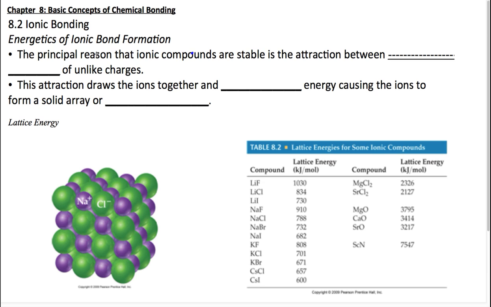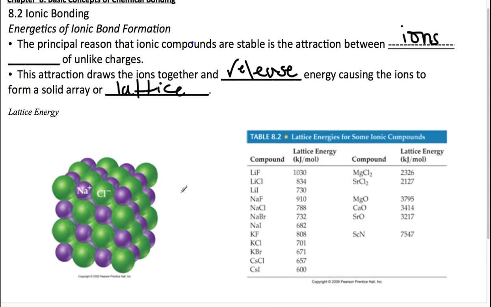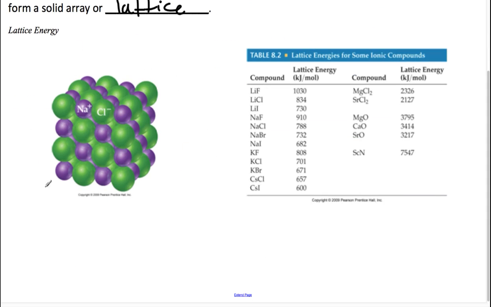So the principal reason that ionic compounds are stable is the attraction between ions of unlike charges. This attraction draws the ions together and will release energy, which causes the ions to form a solid array, or what we call a lattice. So when we look at these crystal lattices, we're going to talk about lattice energy. This whole array here of positive and negative sodium ions and chlorine ions is your crystal lattice.